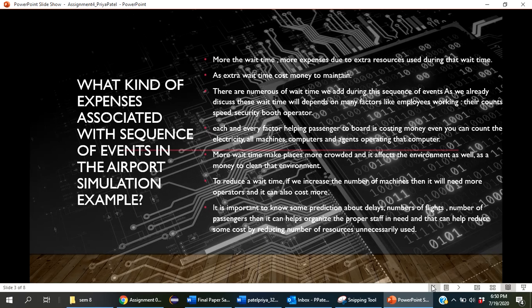To reduce the wait time, we increase the number of machines, then it will need more operators and that also costs more. So it is important to have some predictions about delays, number of flights, and number of passengers. It can help organize the proper staff needed, and that can help reduce cost by reducing the number of resources we use unnecessarily.